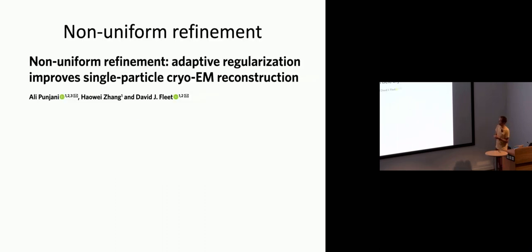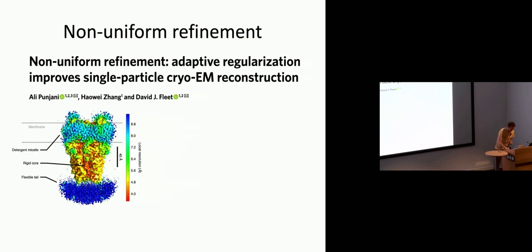One example is another paper from Ali Punjani. It's non-uniform refinement. It's basically the realization that if you have a reconstruction, and this is a membrane protein, so it has some detergent micelle, and parts of it are perhaps floppy, then parts of the reconstruction are better ordered than other parts.